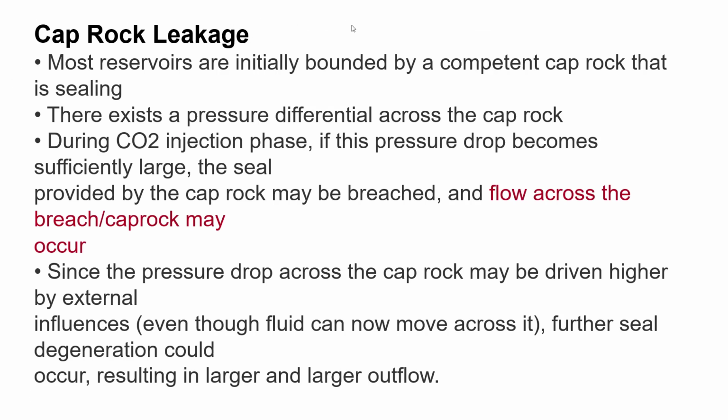So, as we know, the reservoir is initially bounded by a confining Caprock that is sealing. This Caprock is similar to the hydrocarbon system, okay? But for this purpose, we don't produce the hydrocarbon, but we try to inject and store CO2 inside the reservoir, okay? And also, there exists a pressure differential across the Caprock. Of course, because the pressure static or pressure dynamic inside the reservoir is very complicated, okay?